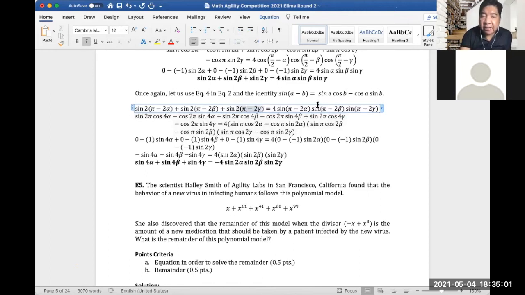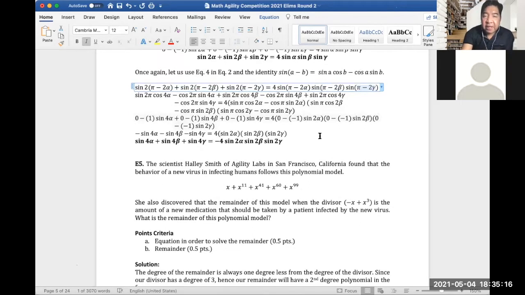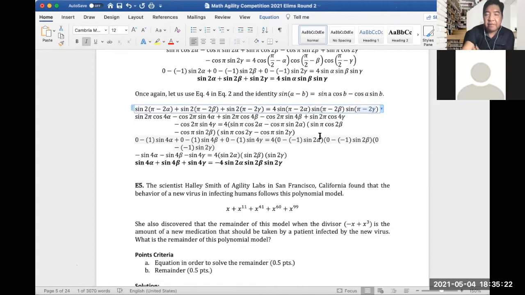Same thing on the right side. We need to change the angles to pi minus 2 alpha, pi minus 2 beta, and this one here to pi minus 2 gamma. So by simplifying this and expanding them using the difference of angle identity, which is this one here, we would get negative sine 4 alpha minus sine 4 beta minus sine 4 gamma equals 4 sine 2 alpha sine 2 beta and sine of 2 gamma.